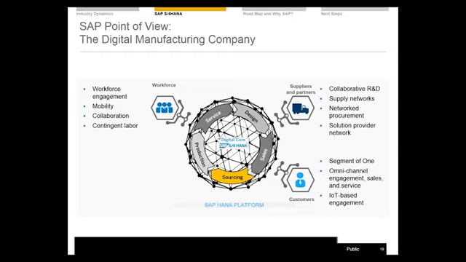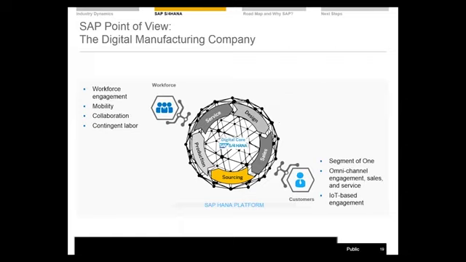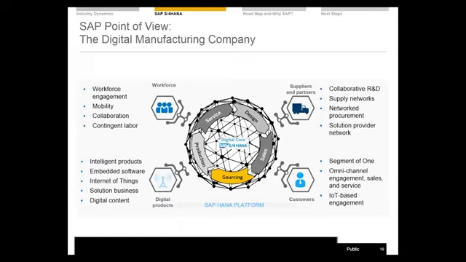With the digital core, you can also collaborate with your suppliers and partners in a much more collaborative way, because the supply network, the network procurement, and the solutions provided for the network can all seamlessly work with your next generation business suite. And finally, it is going to help you make intelligent products which have the solution business and the digital content already embedded in them.